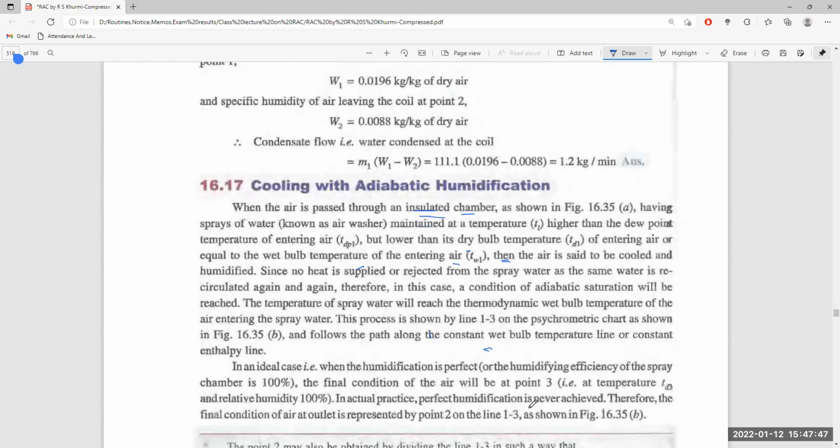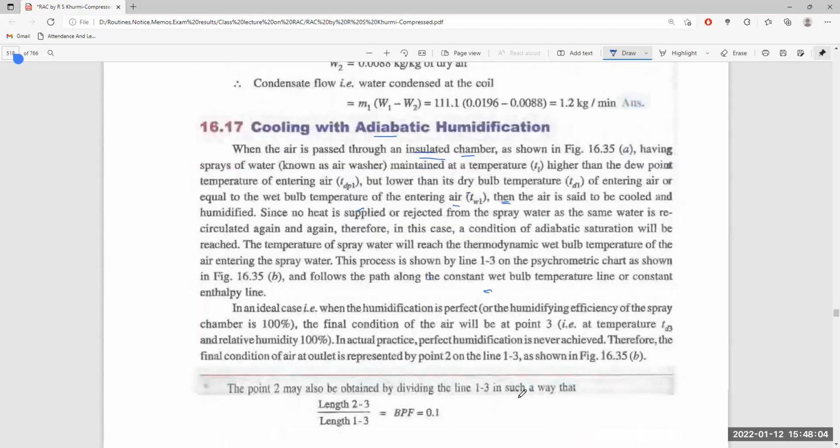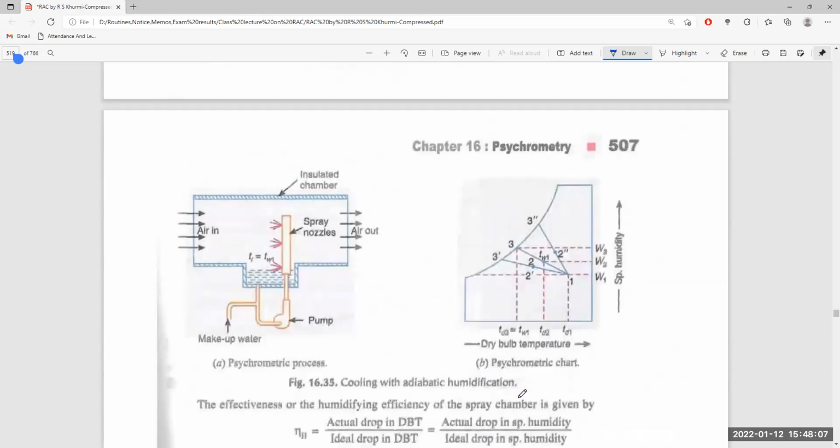So here we are discussing adiabatic humidification. The air passes through an insulated chamber, which means there should not be any heat transfer. As in the figure, the air comes in from the left side of the chamber and goes out to the right, and there is a spray nozzle where a water jet is sprayed into the air. After spraying, the water is collected, recirculated to the bottom, drawn by the pump again, and sprayed again.